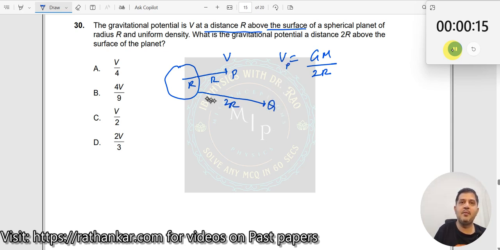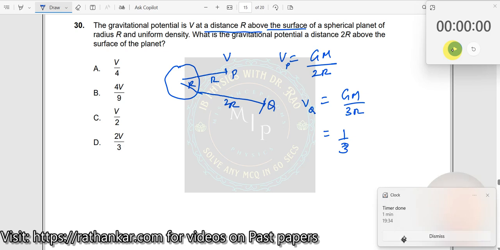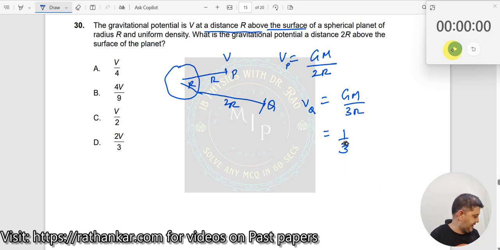Okay, so now what is the gravitational potential? Which means what? With respect to the center, it should be 3r, right? So now V_Q can be written as Gm divided by 3r. Now we should express it in terms of V_P. What I will do is I will just write this as 1 by 3.